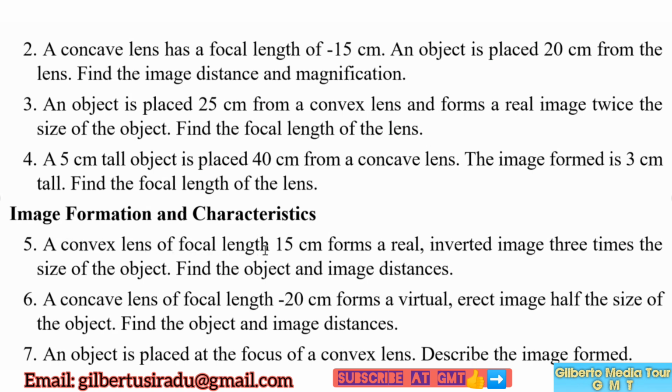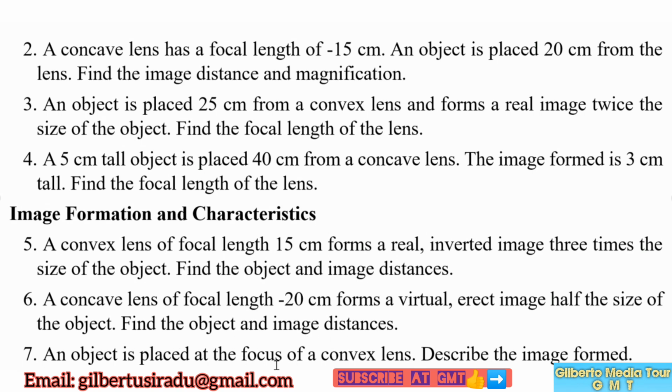5. A convex lens of focal length 15 cm forms a real, inverted image 3 times the size of the object. Find the object and image distances. A concave lens of focal length negative 20 cm forms a virtual erect image half the size of the object. Find the object and image distances.